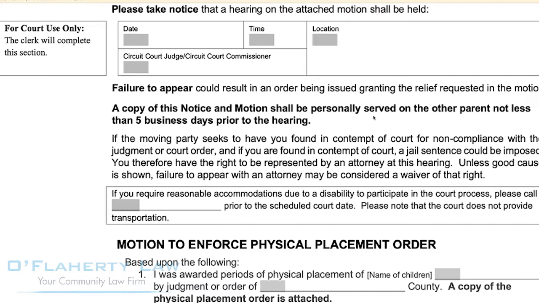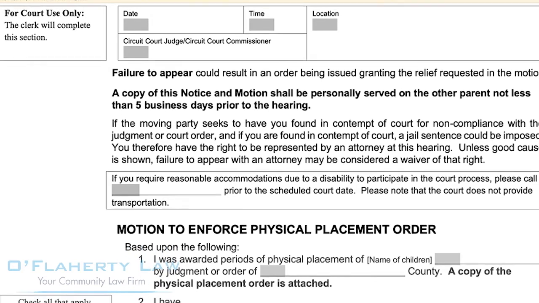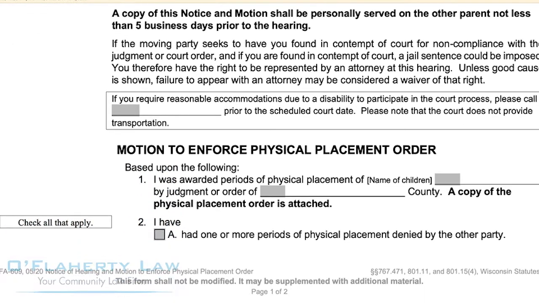So this is a very serious thing, because if you're moving to enforce an order, that means the other side isn't obeying the order. And you know what? Courts don't like it when people do that. They get really angry. Well, not angry, but they're very intolerant of it. So that's why there are all these potential penalties for not complying with the order that the judge signed.